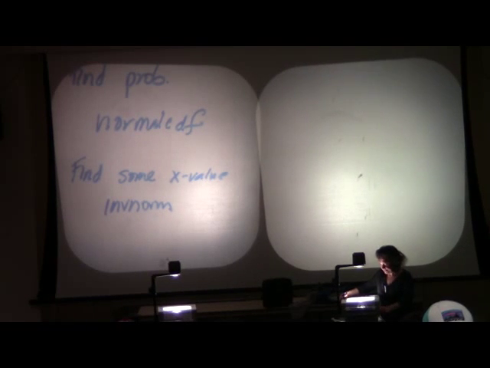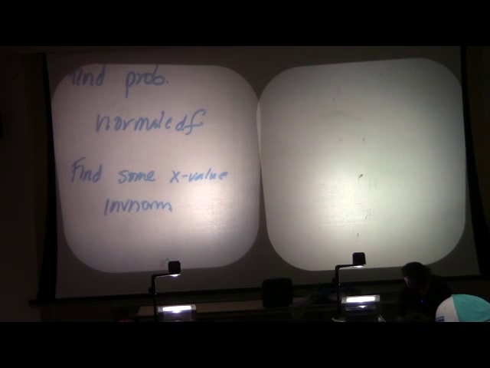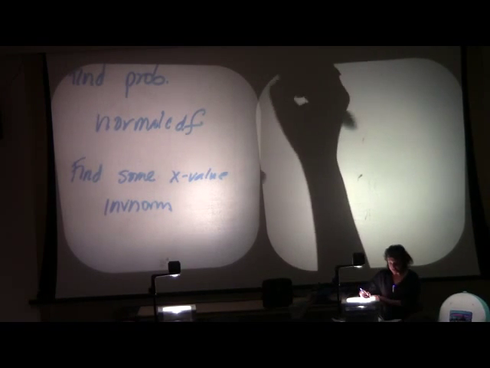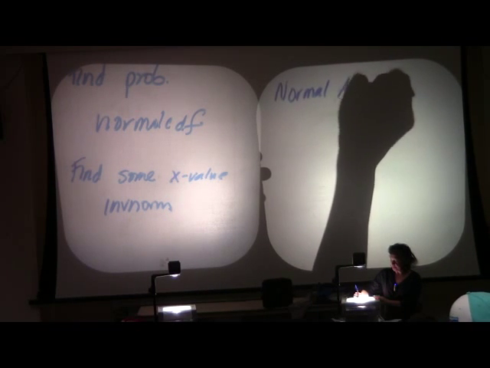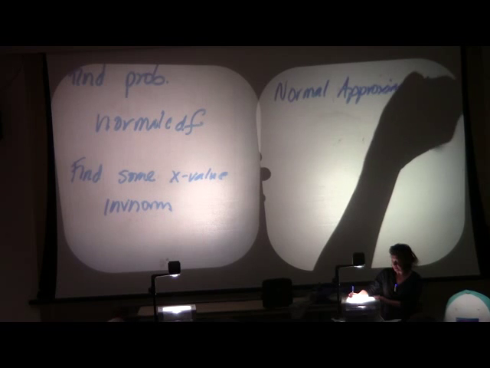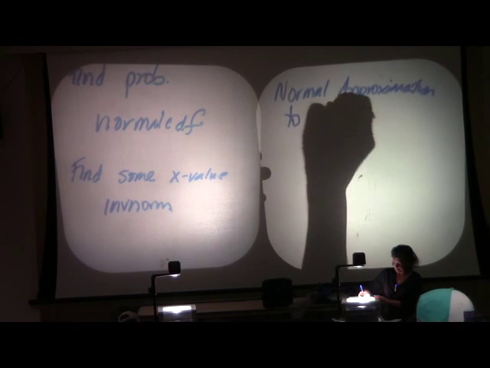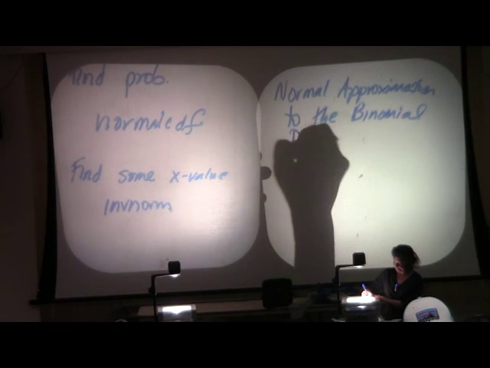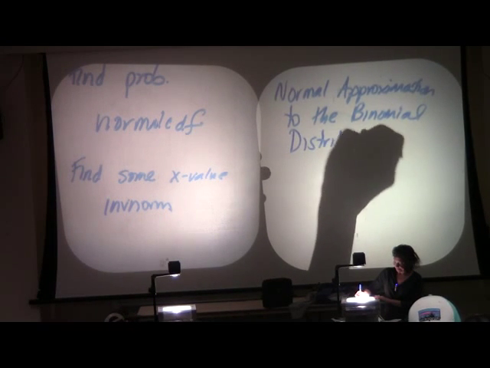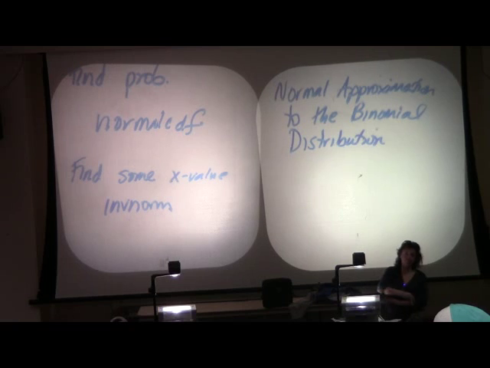So, now what we're going to do is cover the last thing in this section. And what we're going to be talking about is a mouthful. It's called the normal approximation to the binomial distribution. You concur it's a mouthful?